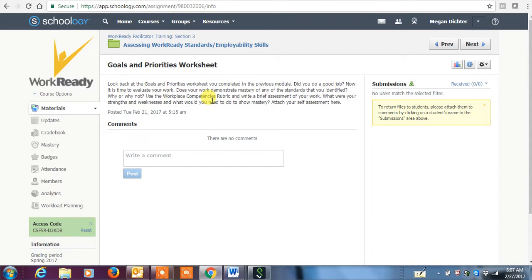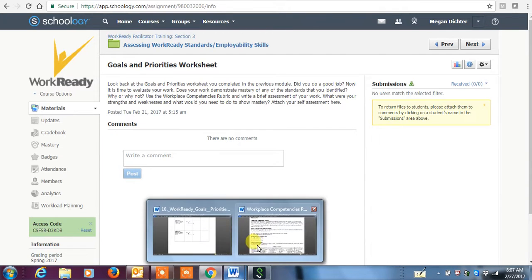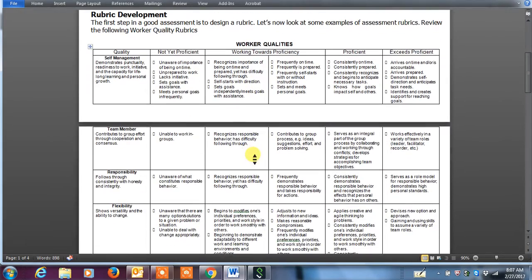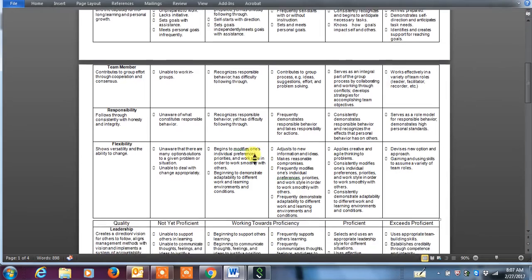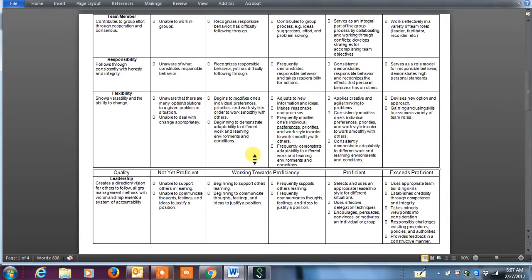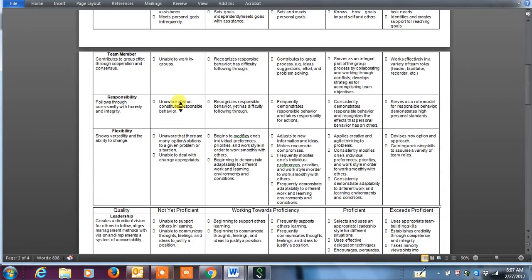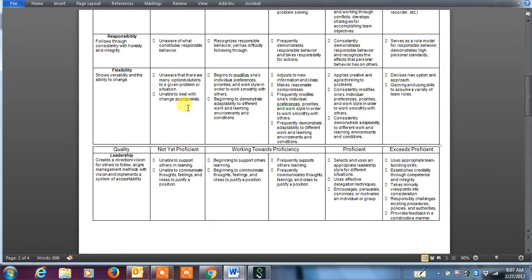And one of the ways that you can do that is by using a rubric. So if we look at the rubric here, and this is an example of a rubric, and I think probably two of the categories that really apply to that goals and priority worksheet are the responsibility and the flexibility categories. So for example, at the very poor end of the continuum, a participant might be unaware that there are many options or solutions to a given problem or situation. So they may just say, this is my obstacle and there's nothing that I can do about it.